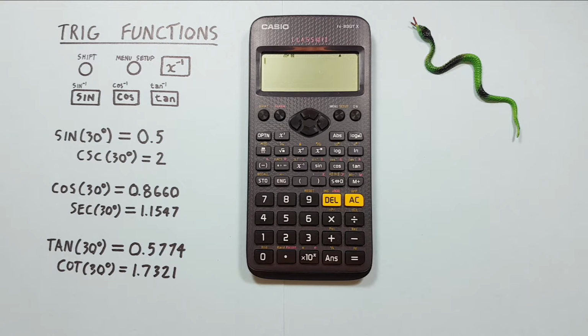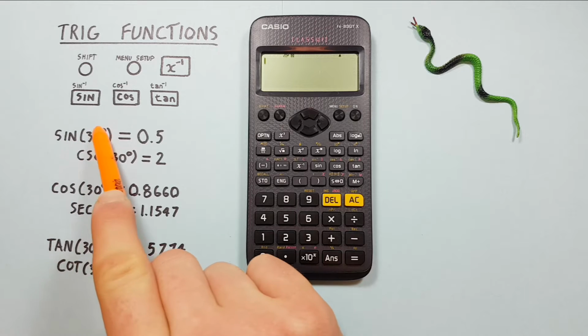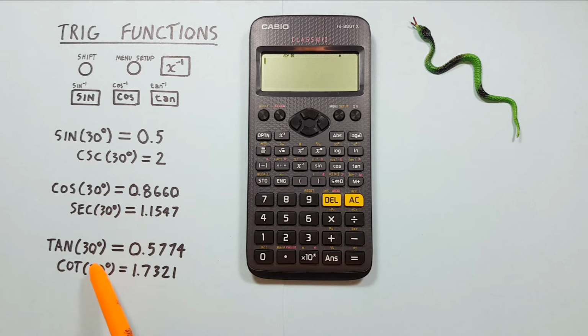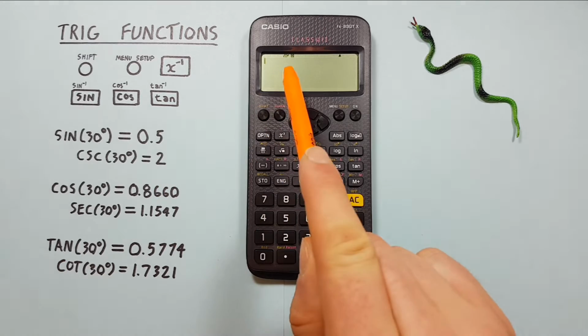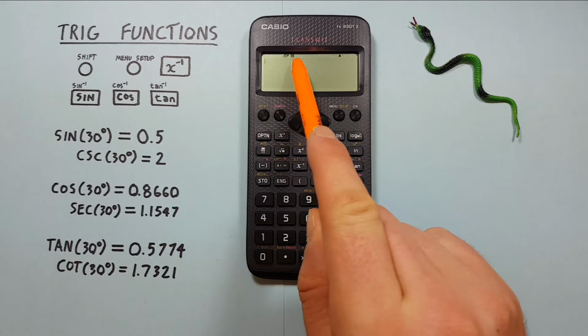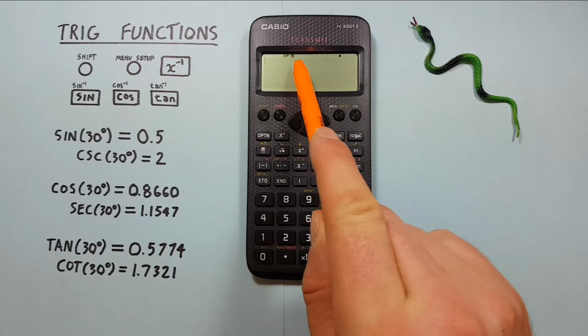The first thing we need to do when working with trig functions is make sure we're in the right mode. All our examples will be using degrees, so we want to be in degree mode. We can see which mode we are in at the top of the screen here. We see a D, which stands for degrees, so we know we're in degree mode.